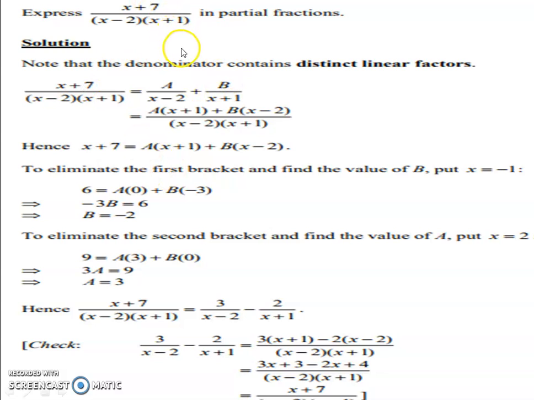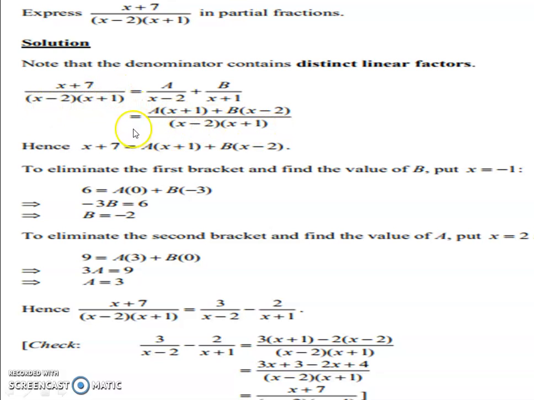Again our simple pattern: x plus 7 upon x minus 2, x plus 1, expressed in partial fractions. Note that the denominator contains distinct linear factors. X plus 7 upon x minus 2, x plus 1 is equal to capital A upon x minus 2 plus capital B upon x plus 1. We have to take the cross multiplication: A into x plus 1 plus B into x minus 2, denominator x minus 2 into x plus 1. Left hand side remains the same, x plus 7 upon x minus 2 into x plus 1.